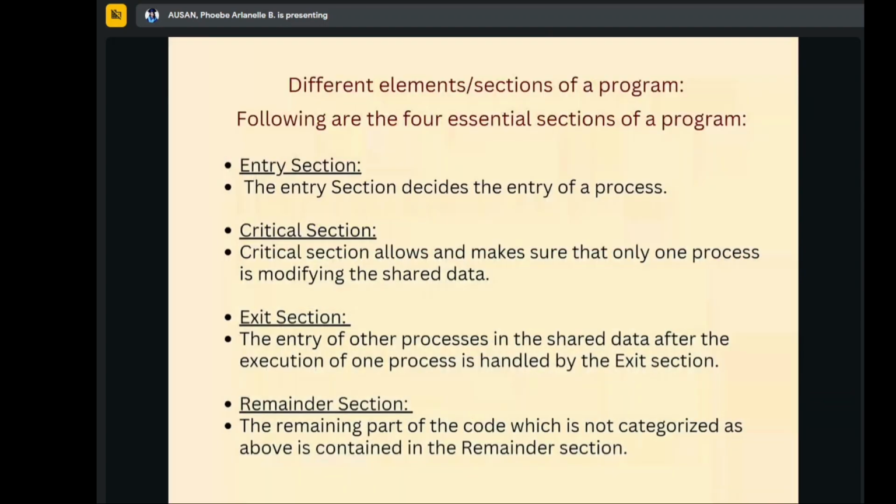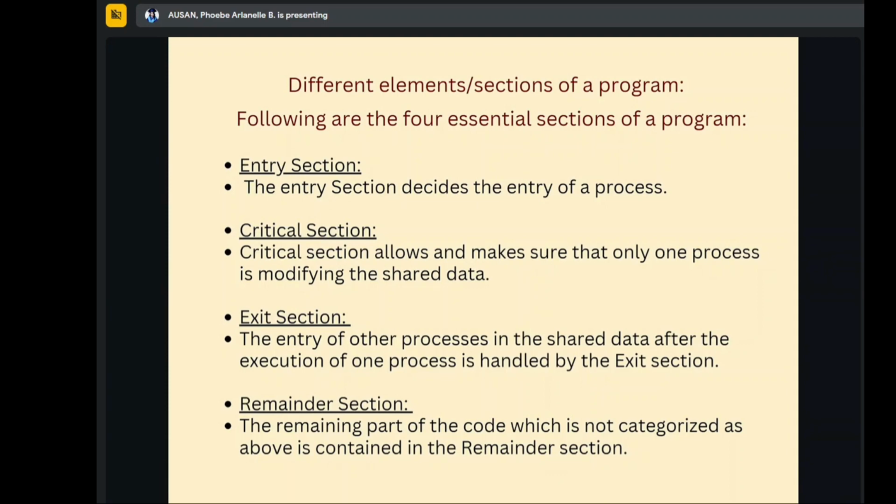Next slide. Here are the different elements, sections of the program in process synchronization. First is the intersection. The intersection occurs when a process accesses the shared memory or the data present in the memory location. So the intersection decides the entry of a process.